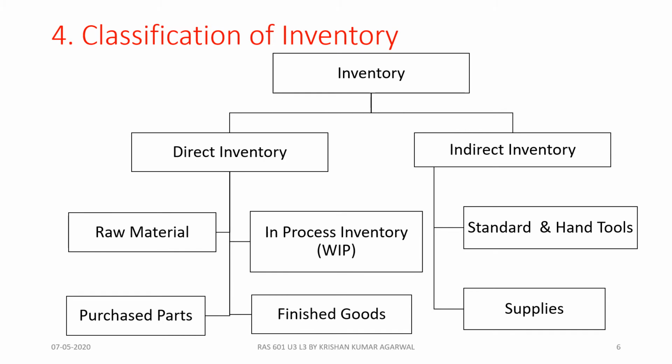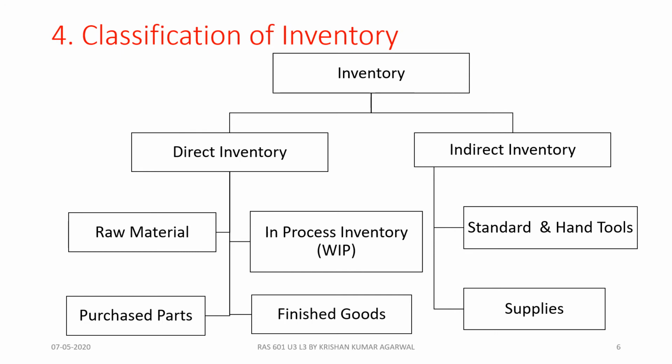And obviously the finished good, unless and until the good is within the factory area itself, the finished good also comes under the category of inventory. Whereas after dispatching it from the factory, the finished good becomes the stock only. It will not be inventory.